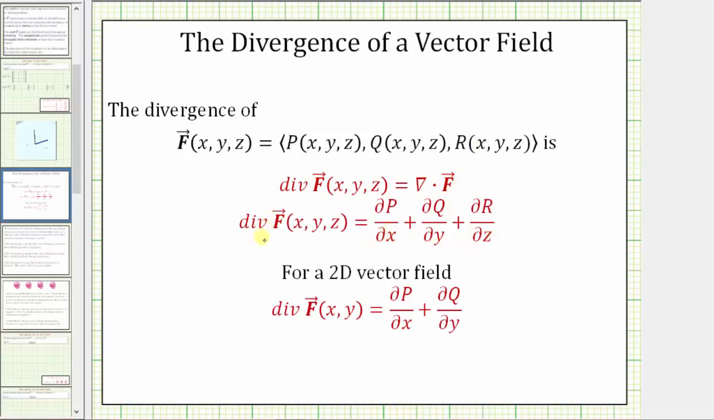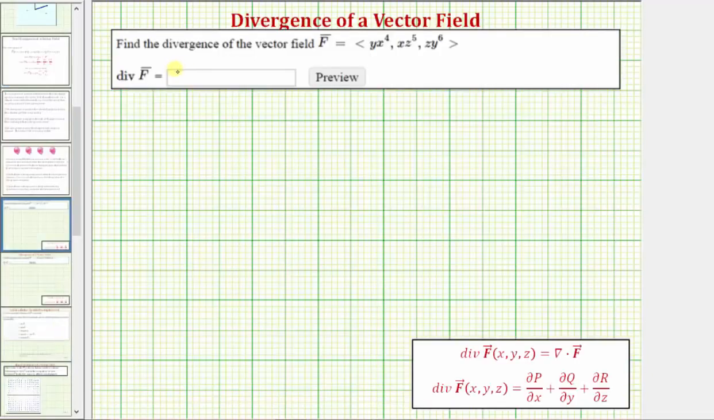So notice how the divergence of the vector field f is equal to a scalar function, where remember, when we found the curl of vector field f, the curl of vector field f was another vector field. Let's go back to our example, find the divergence of the given vector field, then we'll talk about what it means and also show it graphically.